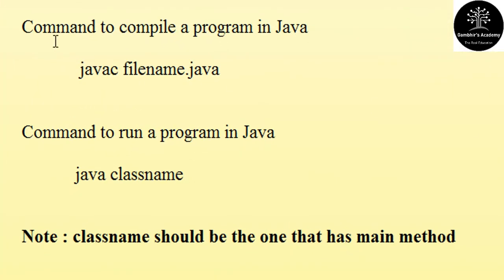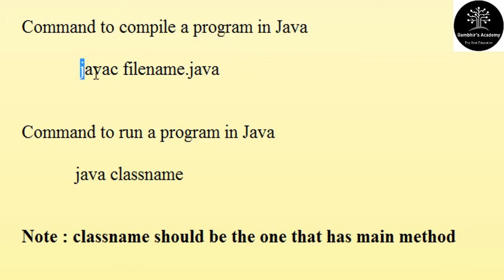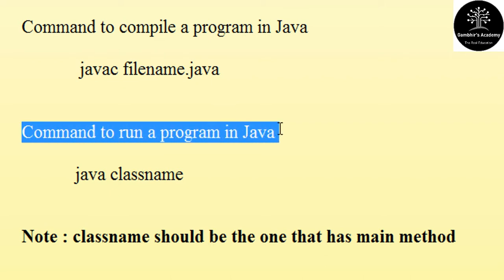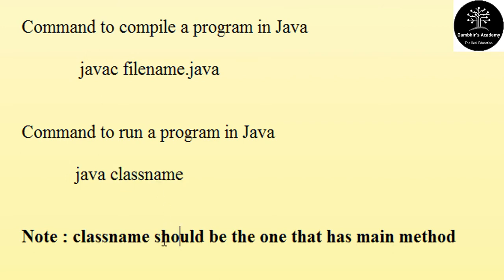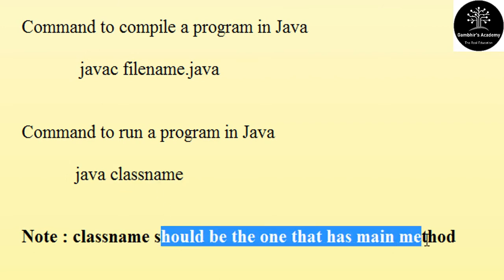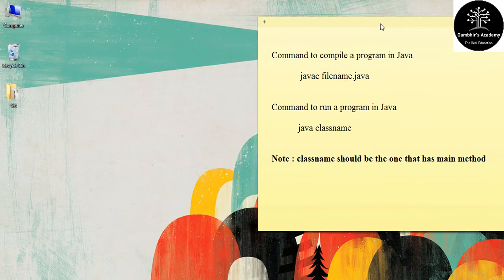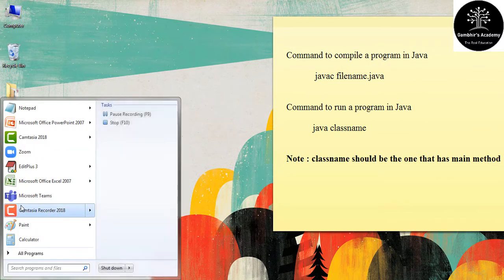Today we'll see why the file name should be same as that of class that has got main method. So we already know that command to compile a program is javac filename.java and command to run a program is java class name. Now there's a difference. The class name should be the one that has main method. So you can see to compile we are using file name and to execute we are using class name.